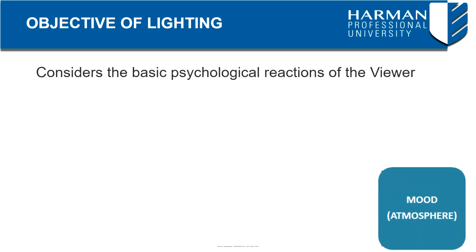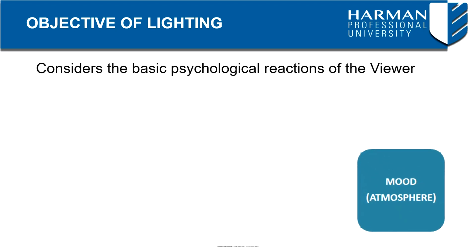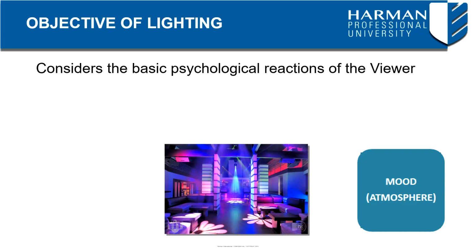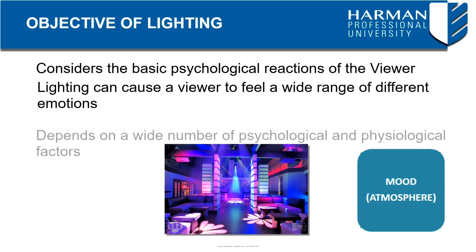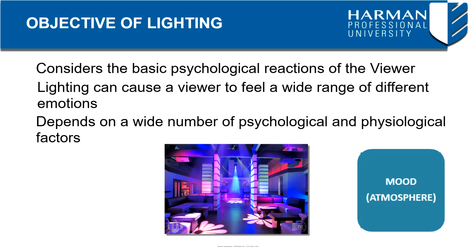Mood and atmosphere considers the basic psychological reaction of the viewer. If other lighting elements have been properly applied, the result is a specific mood created by the lighting design. Lighting can cause a viewer to feel a wide range of different emotions. Feelings of happy, sad, content, horrified, excited, and often bored all depend on a wide number of physiological and psychological factors. This is also true in respect to how a viewer interprets naturalistic or atmospheric moods, such as sunny, cloudy, rainy, and lightning.